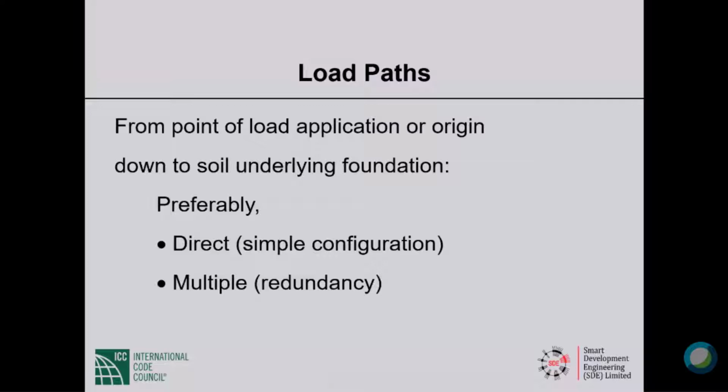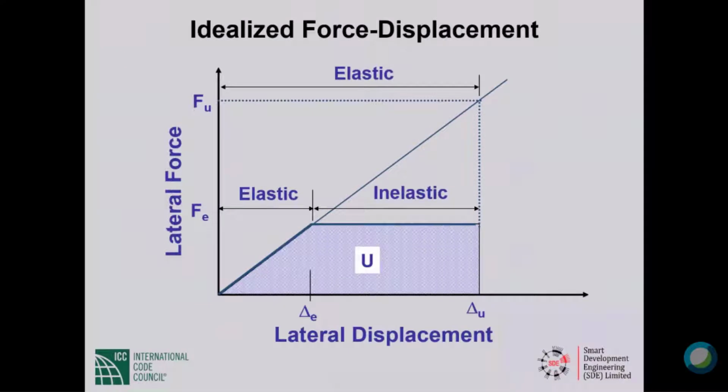And these load paths that we as engineers provide had better be direct, meaning simple in configuration, and we had better provide multiple load paths, not just one, because if something should happen to the one load path that you provided, we don't want a catastrophe. So there should be alternate load paths, multiple load paths. And that leads to the concept of redundancy. There needs to be redundancy of load paths. So that was some basic stuff that we discussed the other day.